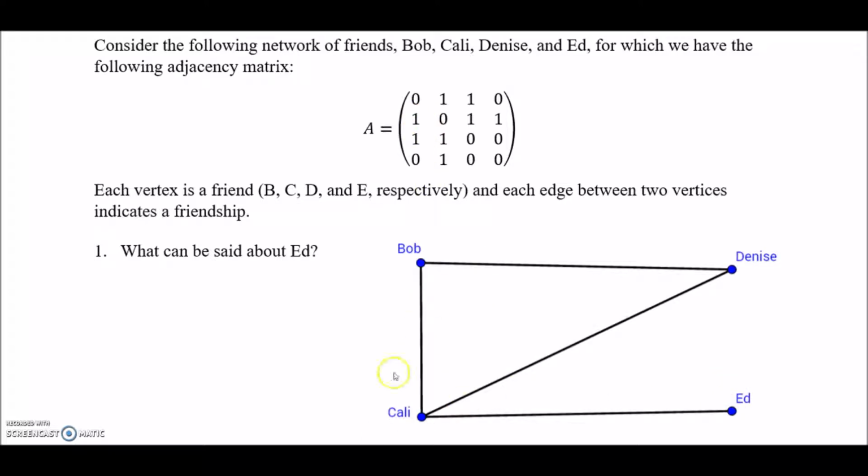So for example, Ed's row, which is the 4th row here, Ed is not friends with Bob, not Denise, not himself, but is only friends with Callie. And so what we notice is that Ed is sort of an outsider in the group, that he's only linked to the group via Callie. Now, from an advertiser's perspective, that might not be so bad because Ed is still connected to the network.